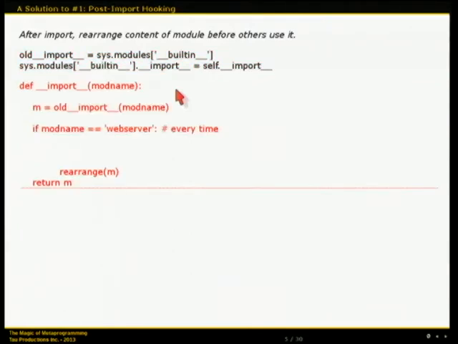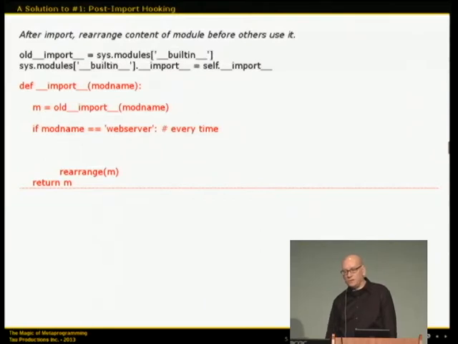And so whenever we're asked to import a certain module, we're going to go ahead and invoke the old one. Move that pointer out of the way. We're going to go ahead and invoke the actual import process because you want to hook the after-import operation. And then we're going to check to see what module was being imported. If it was importing, say, our web server, it's what we were looking for, the module of a web server, then we're going to rearrange that module, and then we're going to return the module. So it's been modified, but still the original web server module.